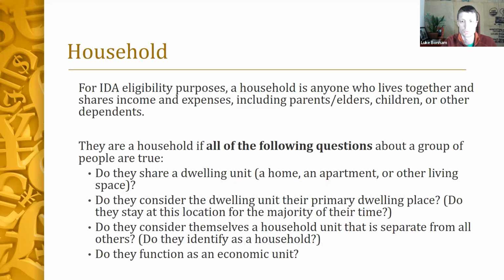When we say household, we're talking about all individuals who live together and share income and expenses, including parents, elders, children, or other dependents. If they answer yes to the 4 questions that are on the screen, that is a household for IDA eligibility. We do not require that IDA providers collect taxes to document household size, but if you do collect their taxes and the household size listed on their taxes is different than what they report for IDA eligibility, as part of your due diligence, you should document why those numbers are different. And if they are a foster youth applying for an IDA, they can be considered a household of 1 person.